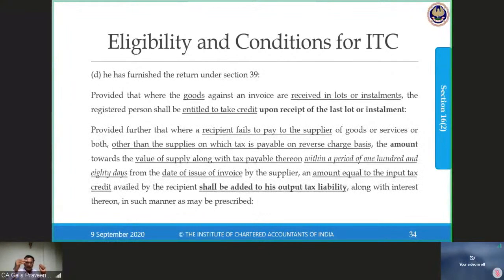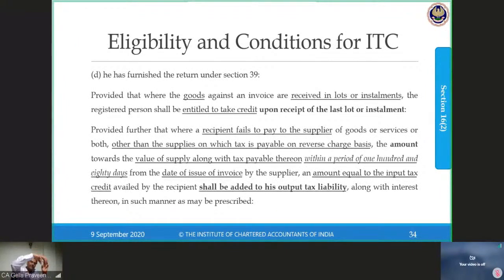Further, if you read the proviso, you can take the input tax credit provided you make the payment to your supplier within a period of 180 days from the date of issue of invoice. Now, should I pay tax? Should I pay the basic amount? The provision says tax amount equal to the input tax credit along with the value of supply. So if my supplier has given a bill on 1st April, 180 days from 1st April ends on, say, 3rd October 2020.